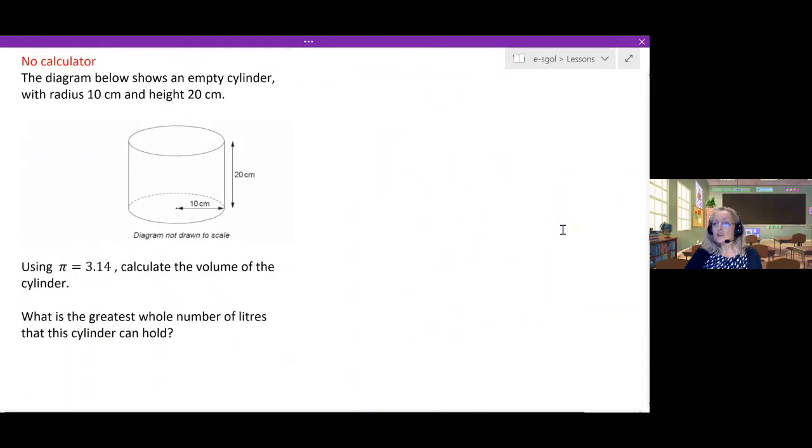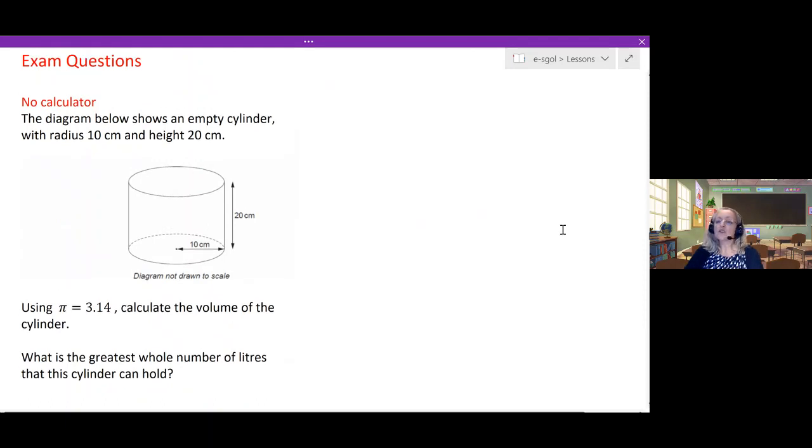Okay, so here is an exam question. Now this one actually was on a non-calculator exam, and it says the diagram below shows an empty cylinder with radius 10 and a height of 20, all in centimetres. Using pi is equal to 3.14, calculate the volume of the cylinder and what is the greatest whole number of litres that this cylinder can hold. So I'm going to give you about 30 seconds now to have a think about this one. And then if you need a bit longer, you can pause while I go through how you would answer this one.